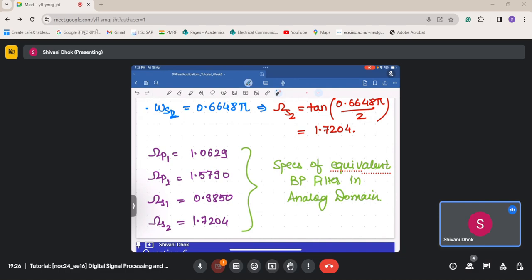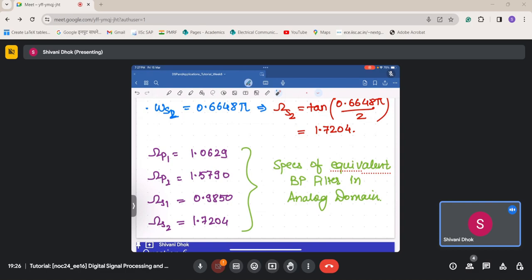For example, if you are given a low pass filter, you will have a band pass and band stop edge. Same process you will have to repeat for your band pass and your band stop edge. Okay. You will have to find out normalized specs, you will have to find out unnormalized specs. If you have to design a low pass filter, then this is what you require.